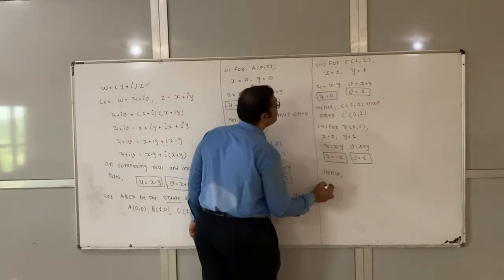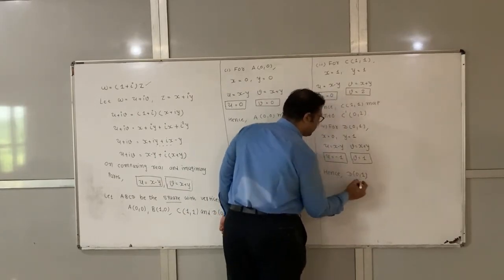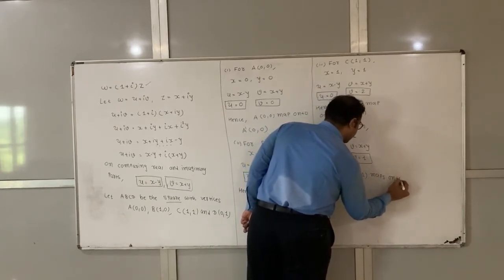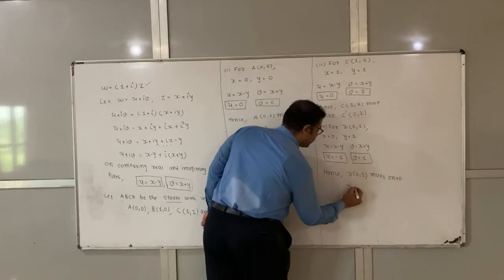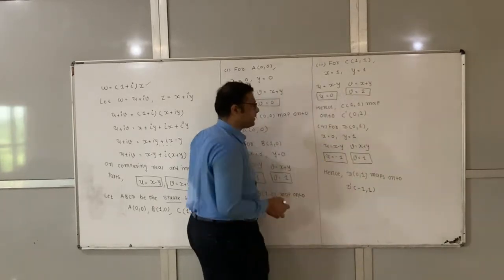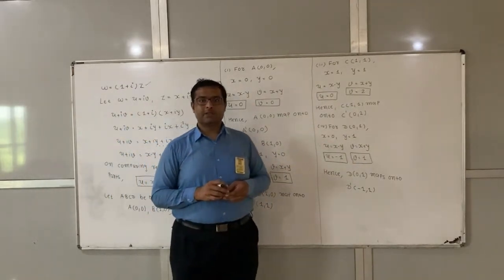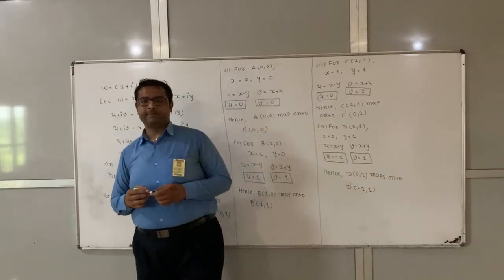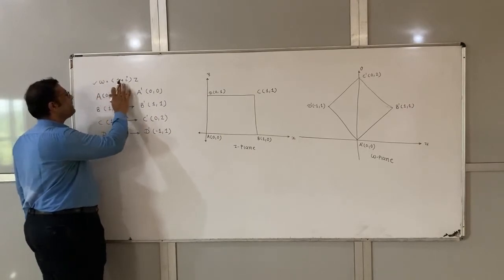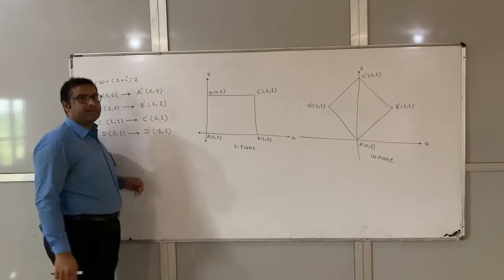Hence D01 maps onto D'. This first point is minus 1, the second is 1, minus 1, 1. So we have obtained the images of the given 4 vertices of the square in the W plane. So under the mapping W is equal to 1 plus I into Z, we have obtained the images of the 4 vertices of the square.